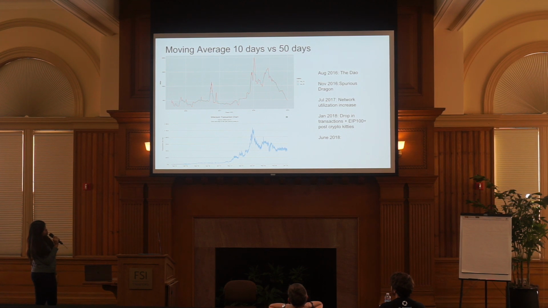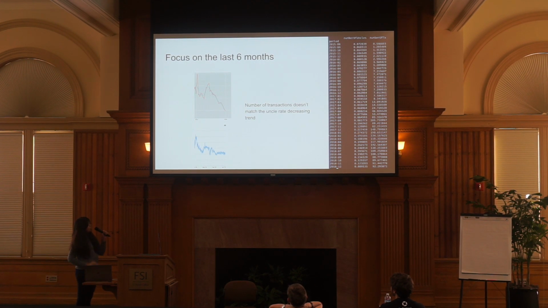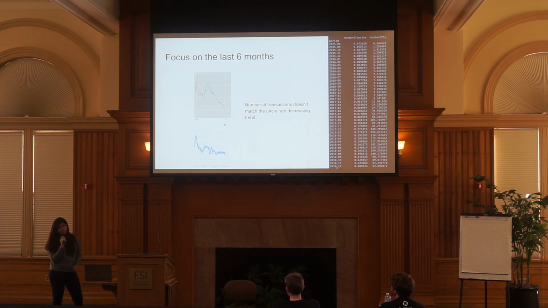But for us, what's been most interesting is this drop in the last 6 months of the uncle rates. It just seems to have been going down, which is interesting because the number of transactions per block doesn't seem to be going down. So there's not necessarily a relation between the transactions, the size of the block, and the uncle rates. And so the idea of this is to make it a little bit more interactive for you to give us also some ideas of why this might be happening and some of the implications of this.